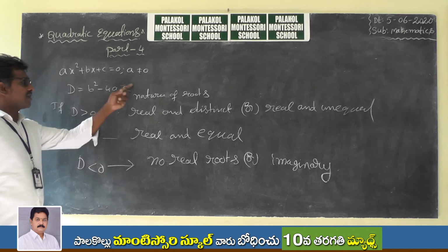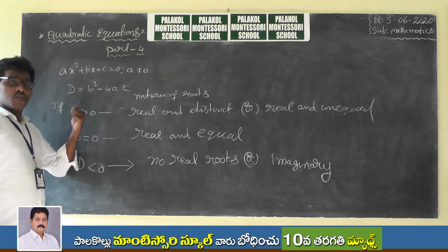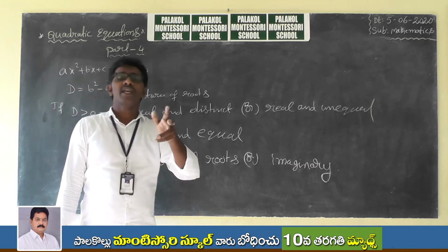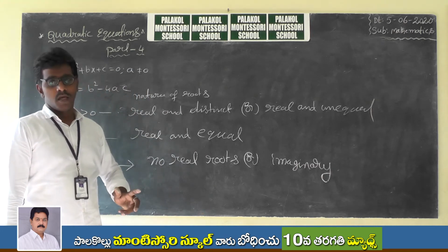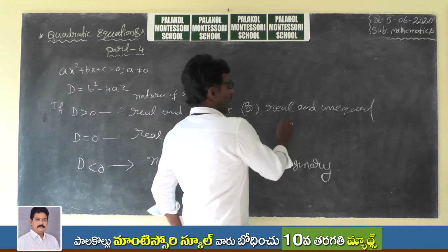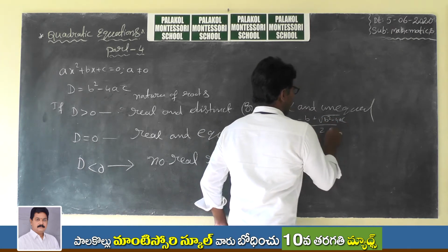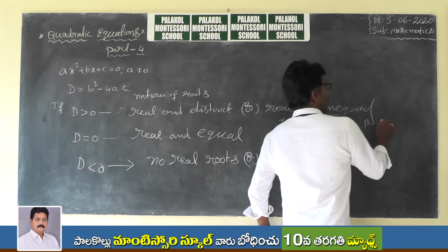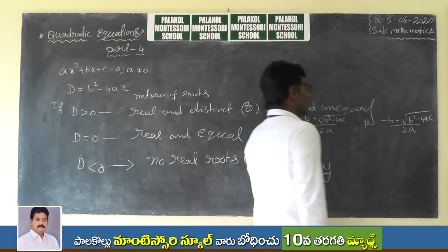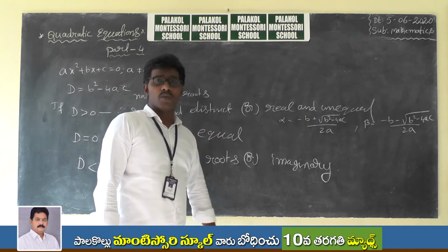If D is less than 0, that means when you calculate b square minus 4ac you get a negative answer, remember. So there are no real roots, just imaginary. Okay, so when the roots are real and distinct, write the roots: alpha is equal to minus b plus root of b square minus 4ac by 2a, and beta is equal to minus b minus root of b square minus 4ac by 2a. Here the real roots are distinct, these two are unequal.